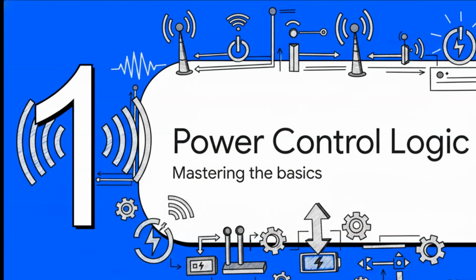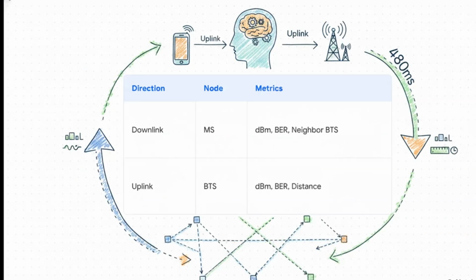Section 1. Mastering power control logic. Mastering the basics. Your absolute first line of defense to stabilize any connection is power control. But to make those split-second decisions, you need constant intelligence. So every 480 milliseconds, data gets fired off to the base station controller, which is basically the network's local brain. On the downlink, the mobile station measures signal strength, quality, and neighboring towers. On the uplink, the tower measures incoming strength, quality, and distance.